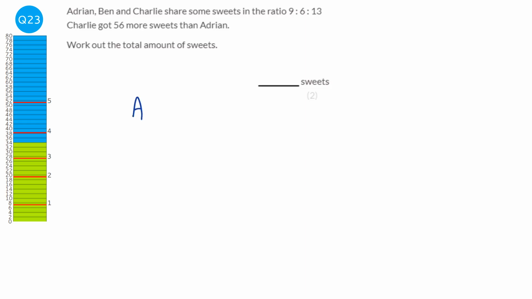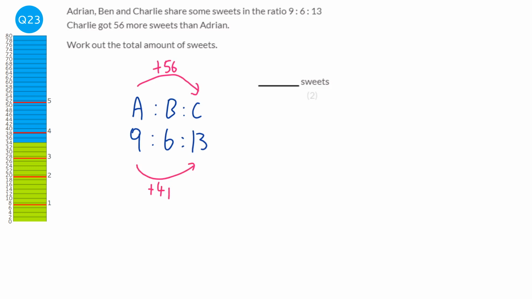So this question says that Adrian, Ben, and Charlie have some sweets, and the ratio of Adrian to Ben to Charlie is 9 to 6 to 13. But it also says that Charlie got 56 more sweets than Adrian. Well, looking at the actual parts of the ratio, there are 4 more parts. So plus 4 parts, which represents plus 56 sweets.